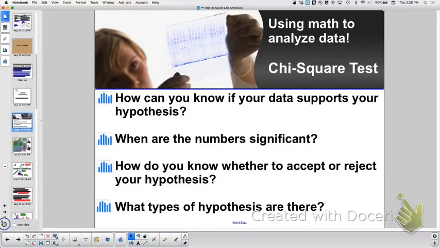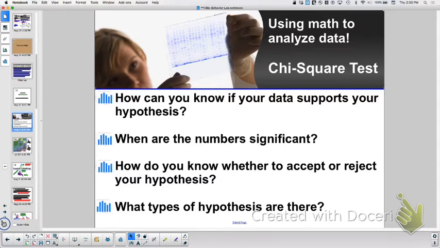This is Miss Litton, and I am recording this for those students who want a review of chi-square, and specifically I'll be addressing the issues related to the behavior lab. So just as a preface, and my students know about this, is understanding when data is significant or not significant. Does this data support your hypothesis or not? And how do you know to do that?